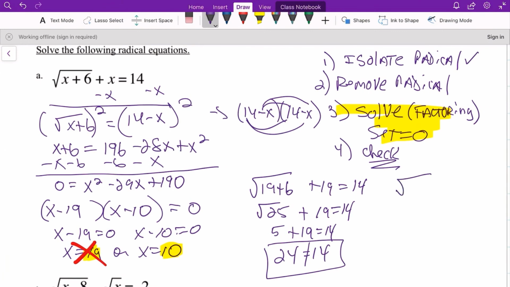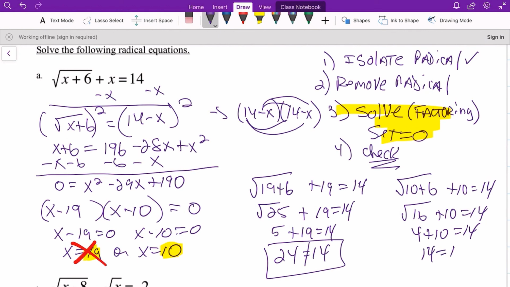We're going to do the square root of 10 plus 6 plus 10 equals 14. So the square root of 10 plus 6 is going to give us the square root of 16 plus 10 equals 14. Square root of 16 is 4 plus 10 equals 14, and I think we have an answer here. Okay, so this one's good. So 10 is actually the correct answer, right? And those are the steps, those 4 steps.